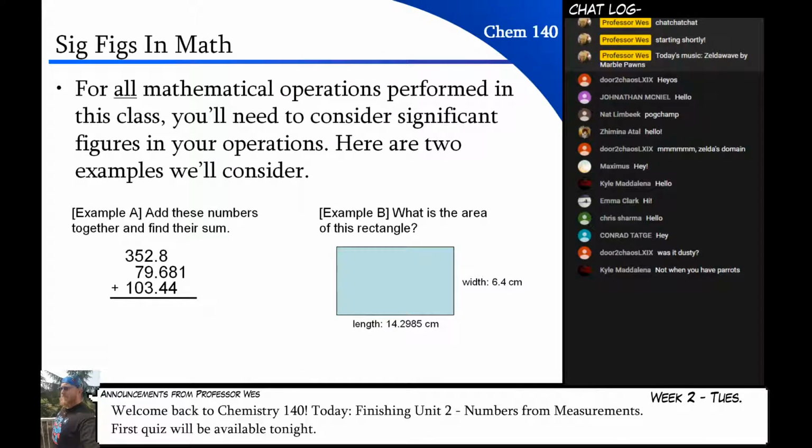On the left, you'll see example A, where I had to add these numbers together, and that's trivial. You could punch that in your calculator. You could do that by hand. There's nobody taking this class or watching this video right now that can't do that. I am certain of that. Same thing for B. You just multiply the two numbers together to find area. We can all do that. But how do we report the answer to consider error? We're going to look at these two examples to show why we have to be careful about that.